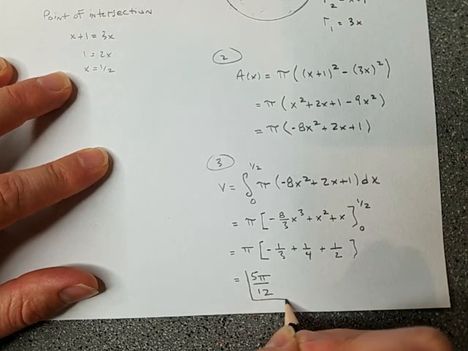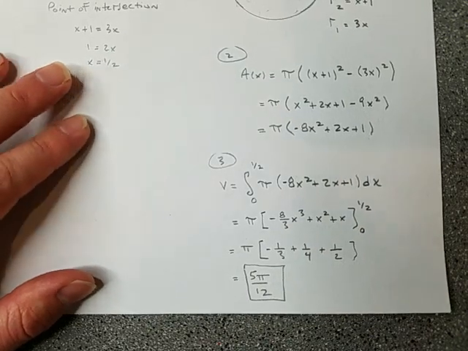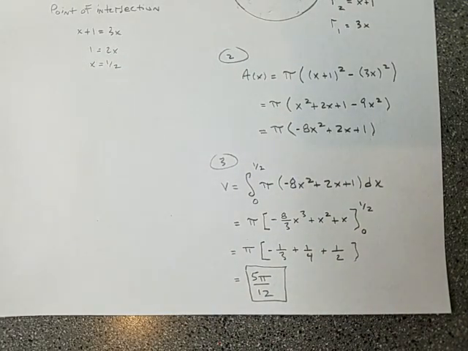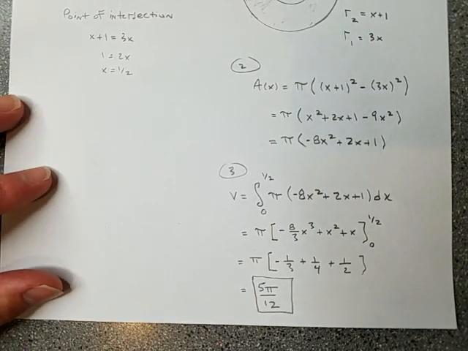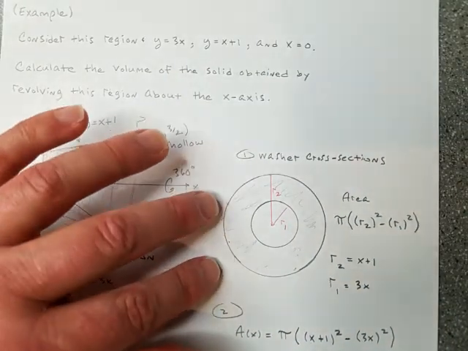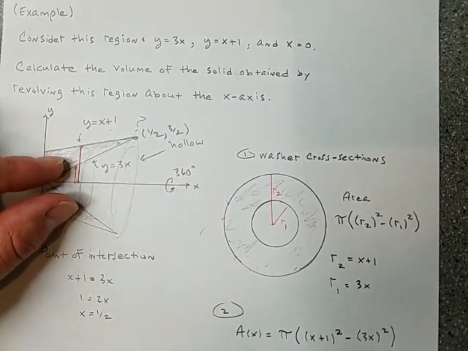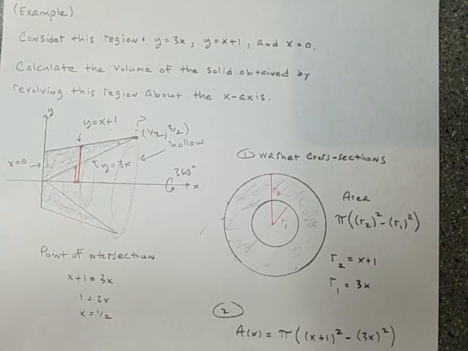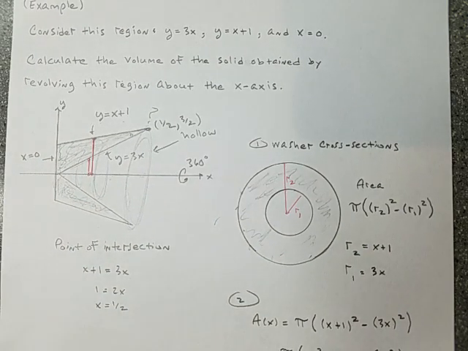All right, 5 pi over 12. That's it. That's how you do it. Now, this is like the other problems, but we haven't seen a shape that was hollow, and therefore we have washer cross sections. That's what makes it different than the others. Otherwise, same thought process.